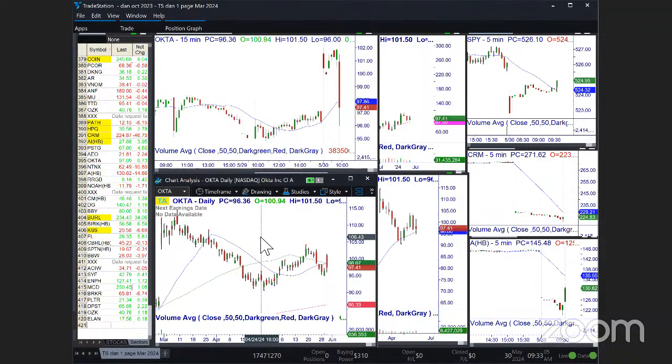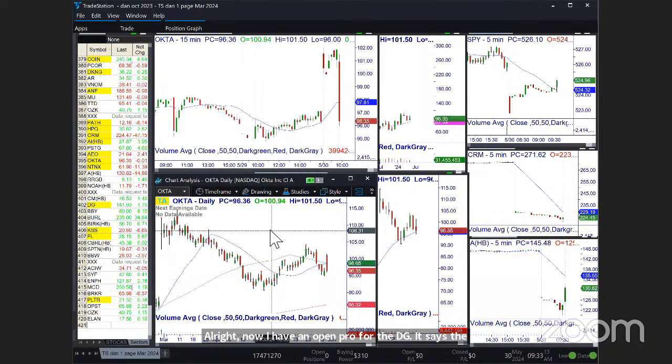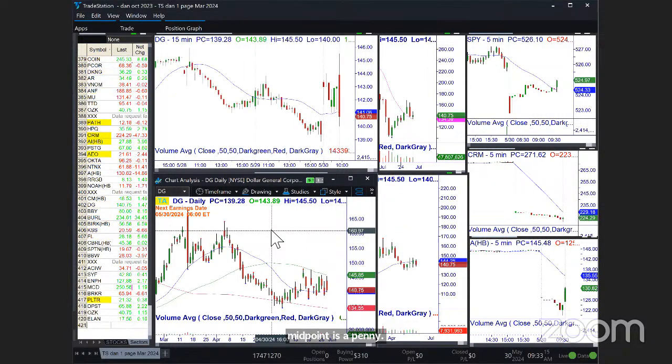All right, now I have an open profit in DG. It says the midpoint is a penny, but again, that's because of the midpoint. I'm bidding 3 or 4 cents and not getting filled. All right, let me try 4. No fill at 4. Let me try 5 and I'll leave it there. No fill. Stupid spreads. I'm just going to leave it for now.